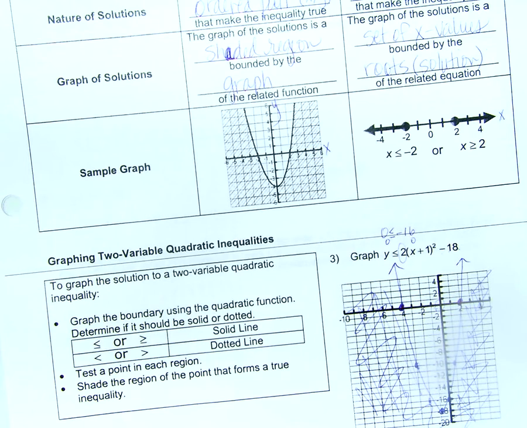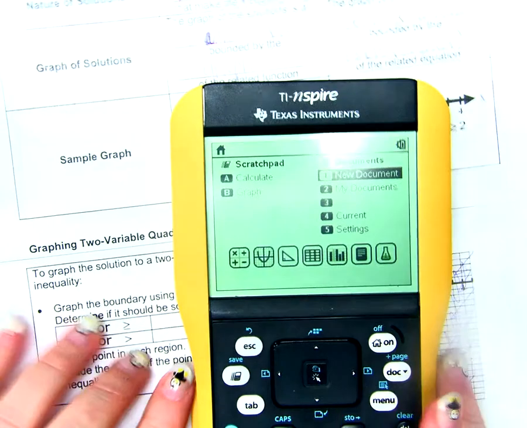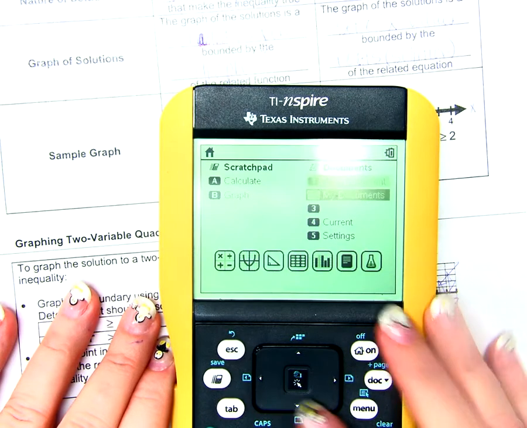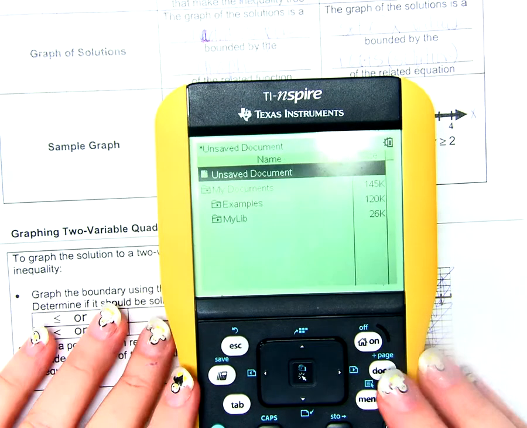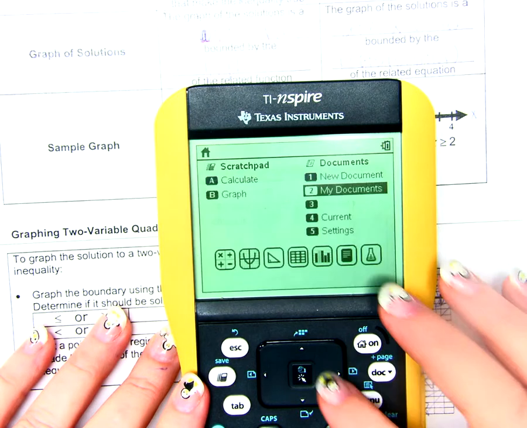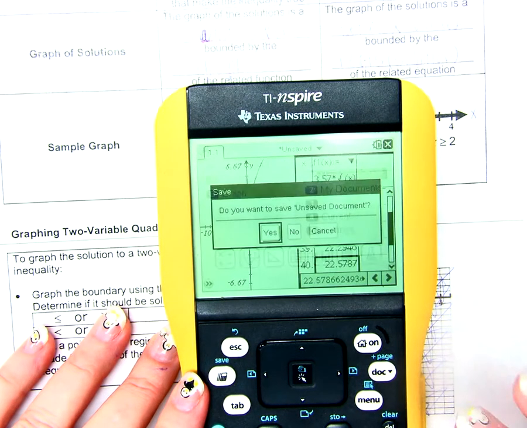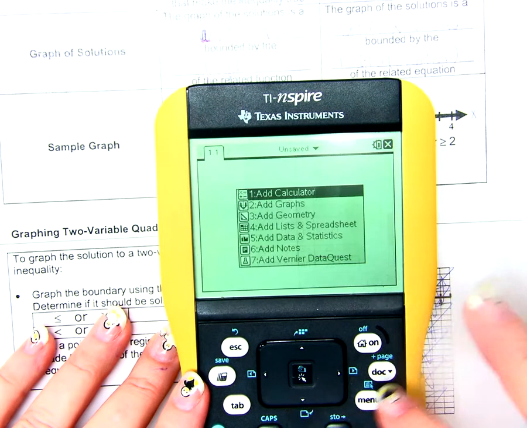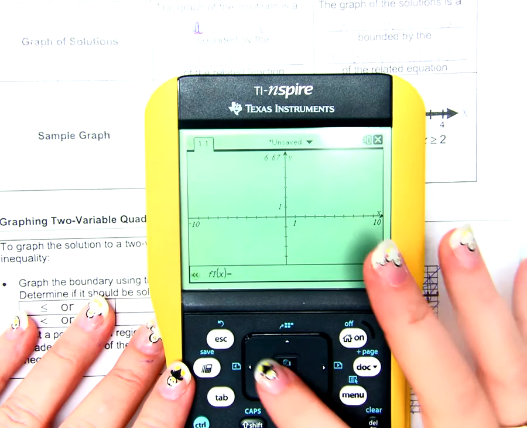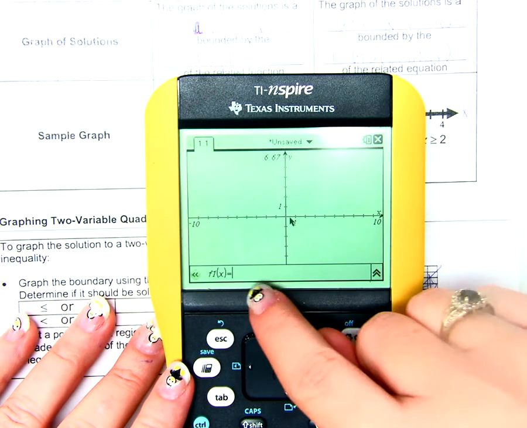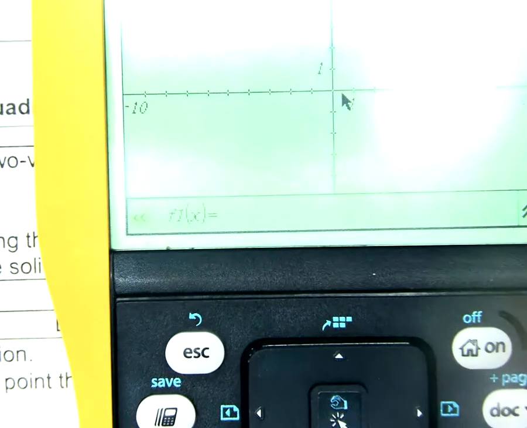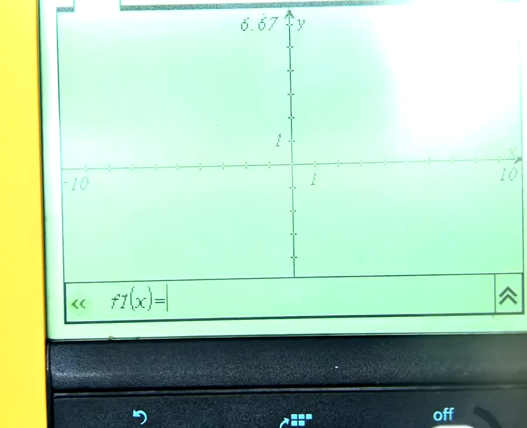I want to show you something really quick. Home, new document. Oh, go back. New document. What did I say? Oh, I said, never mind. Home, new document. No, I don't want to save the old stuff. I want a graph. See where my cursor is? I'm going to zoom in real quick.